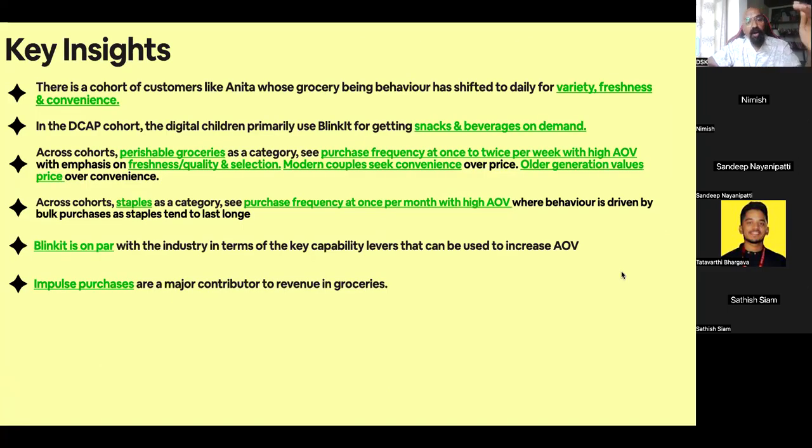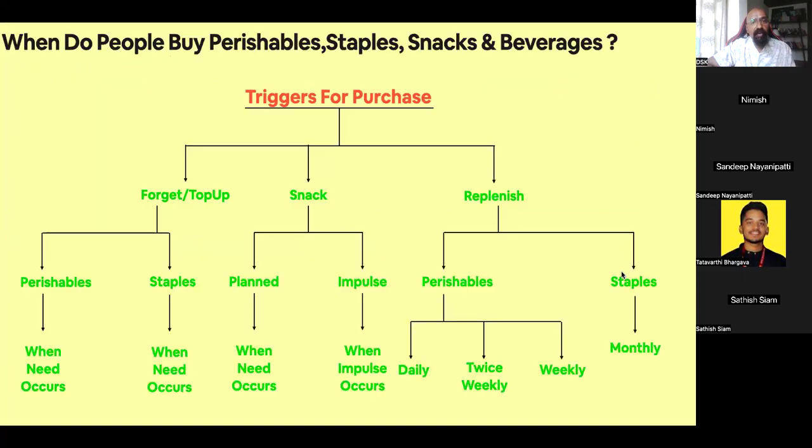Now, given all of these factors, we now want to understand, where does BlinkIt fit into all of these categories, right? So we saw that the primary triggers for purchase have been forgetting to top up or buying snacks, and doing replenishments. This, again, we're just trying to visualize the structure of the buying behavior of perishables and trying to understand where are we strong and where are we weak.